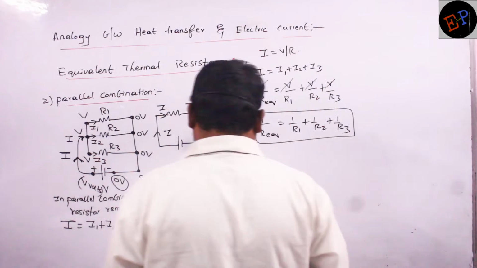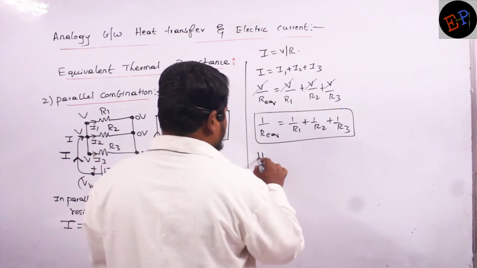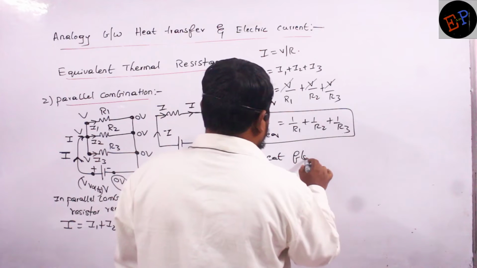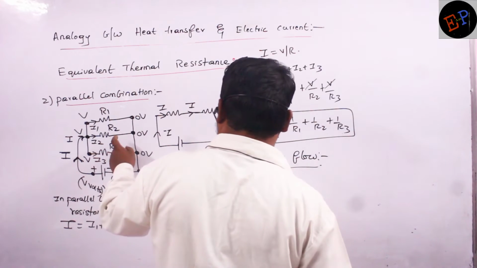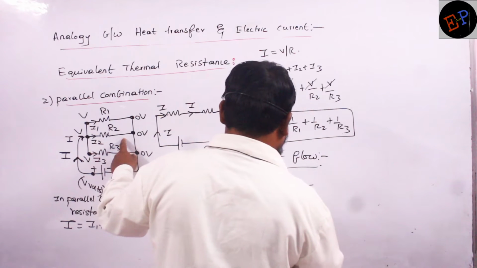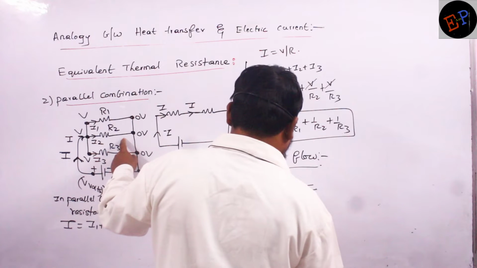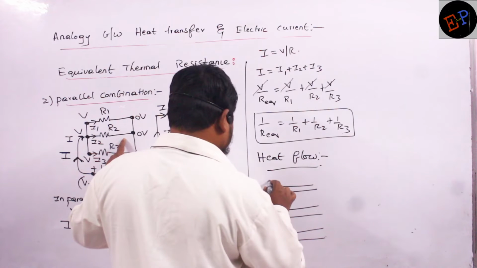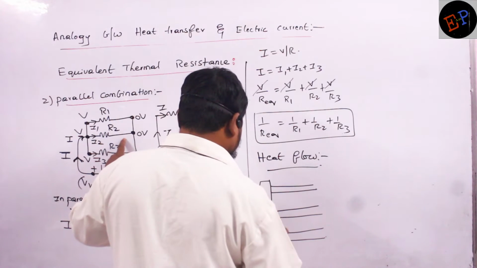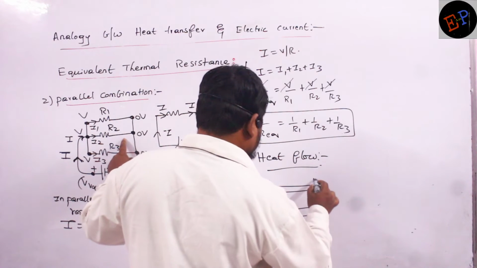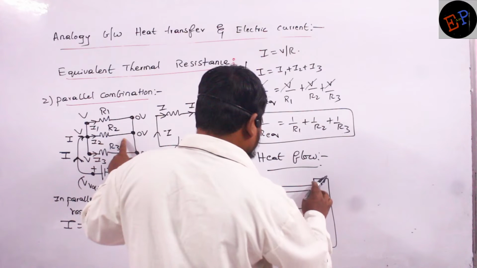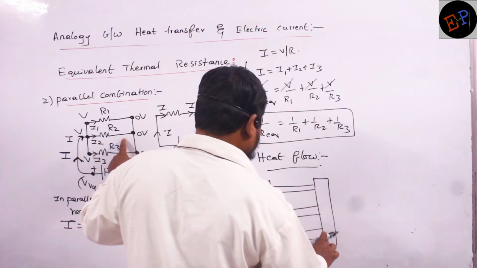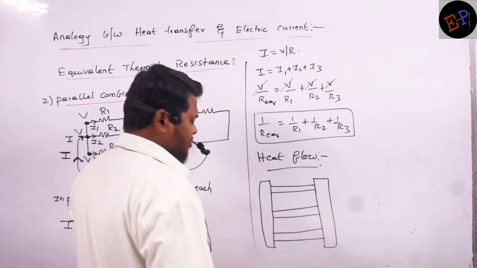So therefore, let us write the analogy in heat flow. Here, resistors are connected in parallel combination. What I will do is connect 3 rods in parallel combination. These are the 3 rods which are connected like this. Is it series combination or parallel combination? This is parallel combination of 3 rods.